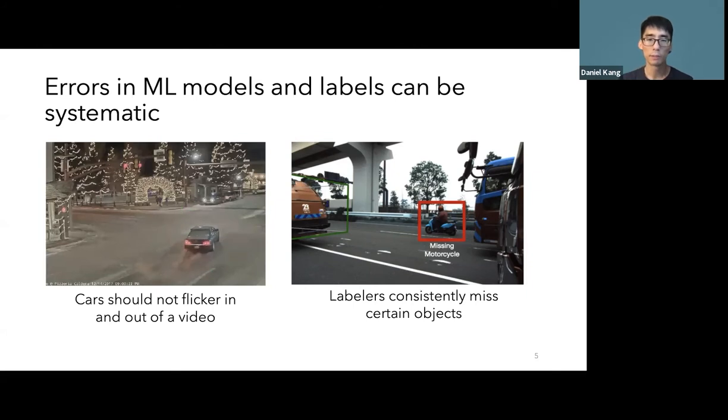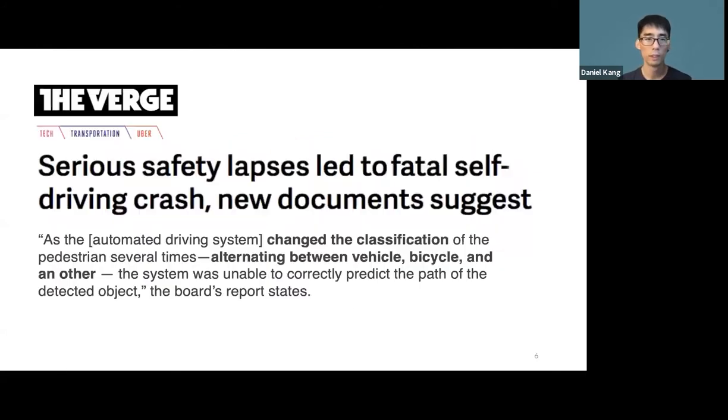And while these errors may seem trivial, if we look at the safety report for one self-driving car collision, the safety report says, as the automated driving system changed the classification of the pedestrian several times, alternating between vehicle, bicycle, and an other, the system was unable to correctly predict the path of the detected object. And so these errors are critical to detect and find.